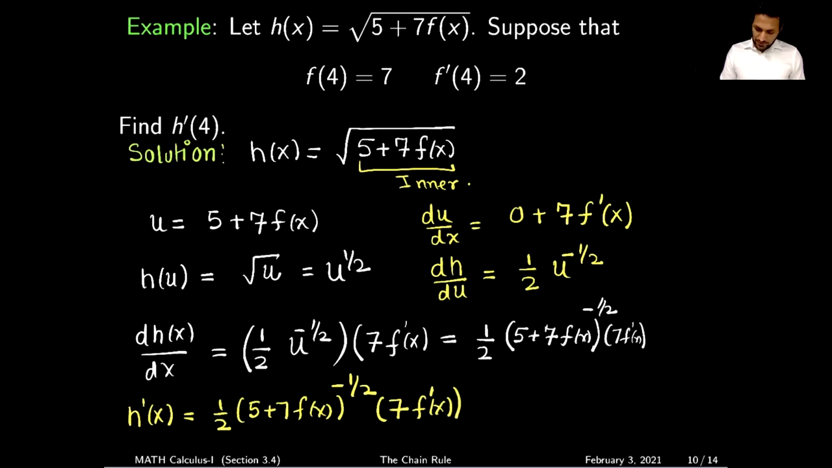Since we wanted to calculate the value of the derivative at 4, wherever I see x, I will plug in 4. Now since the value of the function f at 4 and its derivative at 4 are given, I will plug those values in and then simplify.